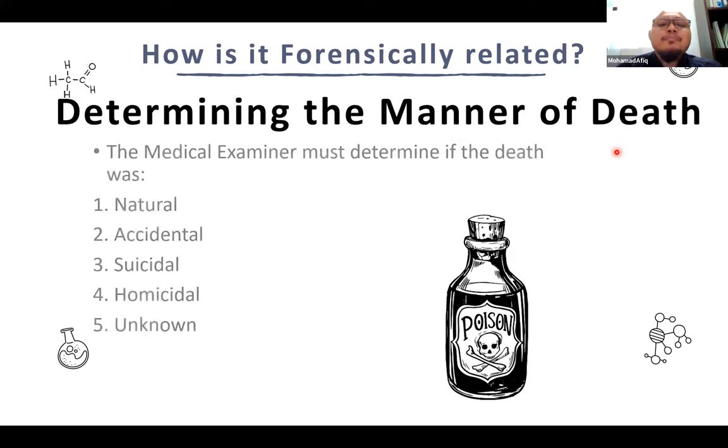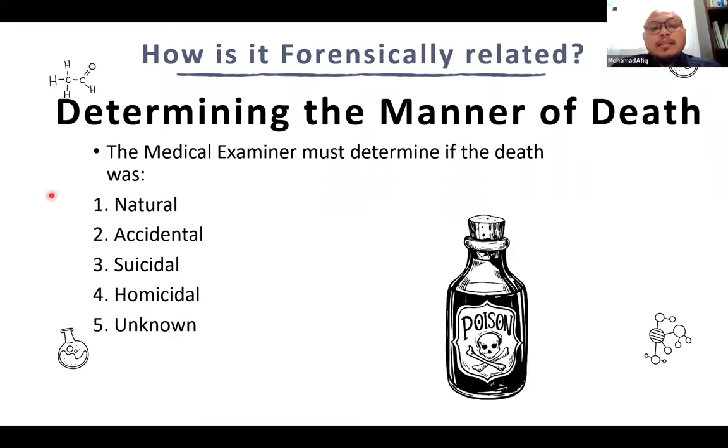There are five manners of death, which are natural, accidental, suicidal, homicidal, and unknown. If none of the four manners of death can be identified, then we will determine the manner of death as unknown. Okay, manner of death and the cause of death are two different things.